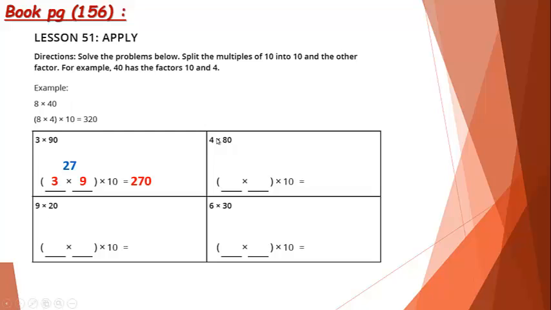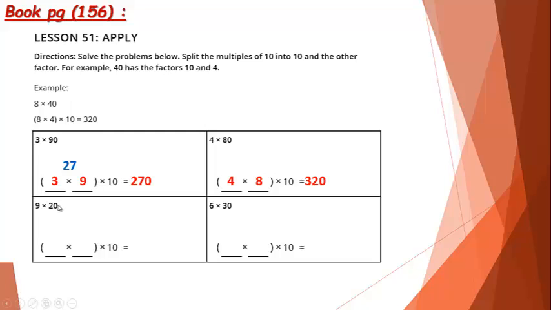4 times 80. Here I'm going to divide the 80 into what by 10? It will be 8 by 10. And the 4 as it is. So here it will be 4 times 8 times 10. 4 times 8 equals 32. 32 multiplied by 10, it will equal 320.